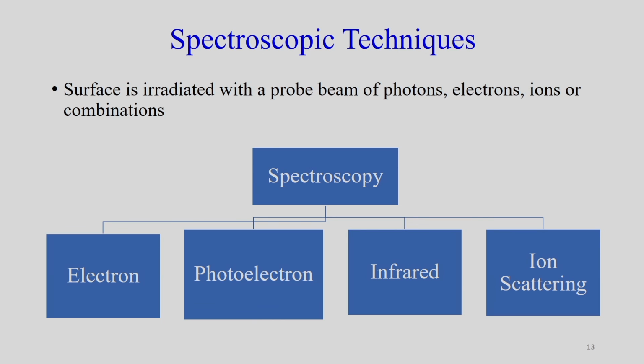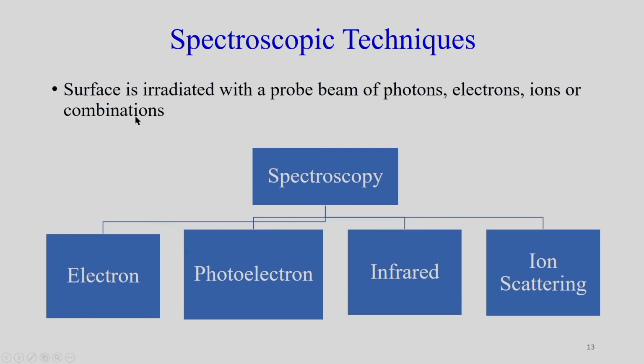Now, after the microscopy, we will discuss the spectroscopic techniques. So, in spectroscopy, again the surface is irradiated with a probe beam. It may include photons, electrons, ions, or combinations like photons and electrons. So, accordingly the spectroscopy names are also classified, like electron spectroscopy, photoelectron spectroscopy, infrared spectroscopy or ion scattering spectroscopy.